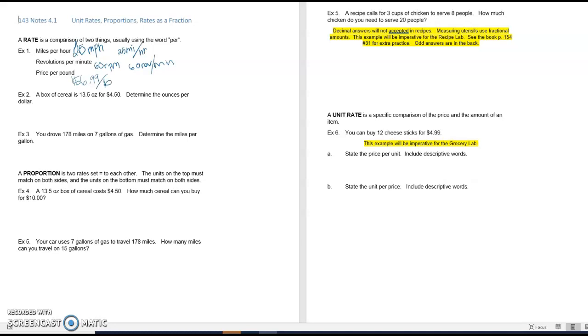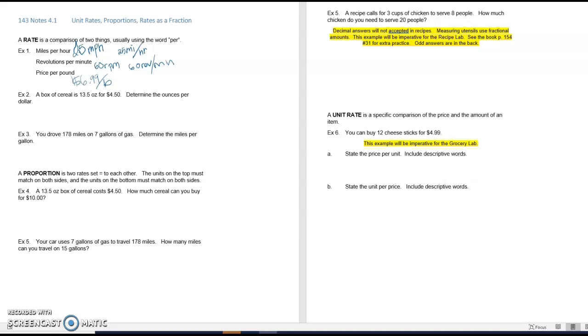Now, one thing that's really important, it's going to come up in your labs this week, is that you label your rates. Notice for each of these, I've got miles per hour, revolutions per minute, and money or dollars, or cost. That might be a better way to say that. Cost per pound. A rate has to have words with it. Okay, that's very important.